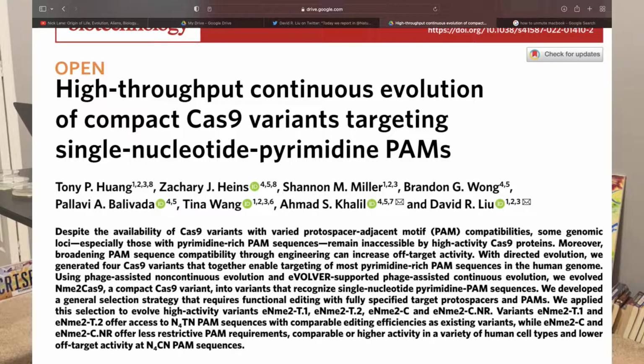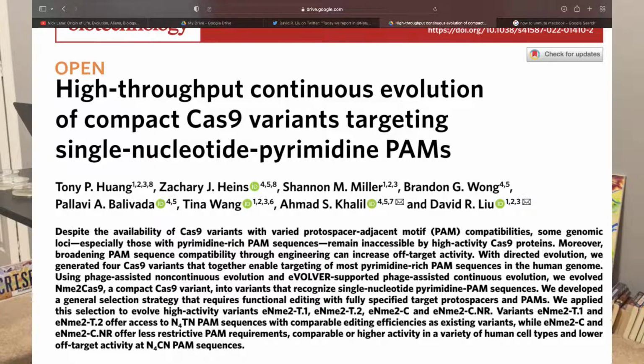Okay, so here's the abstract. Despite the availability of Cas9 variants with varied PAM compatibilities, some genomic loci, especially those rich with A's and T's, remain inaccessible by high activity Cas9 proteins. So it sounds like we have some Cas9 proteins that do work, but not high activity. Broadening the PAM sequence compatibility through engineering can increase off-target activity.